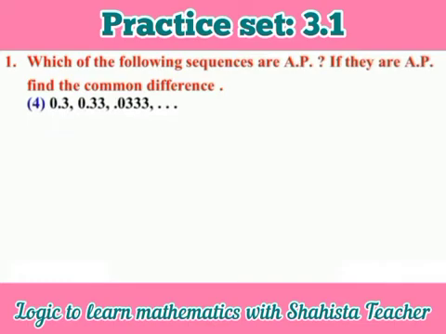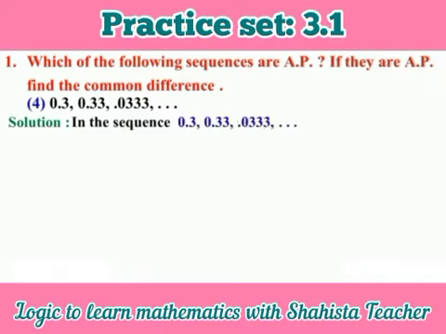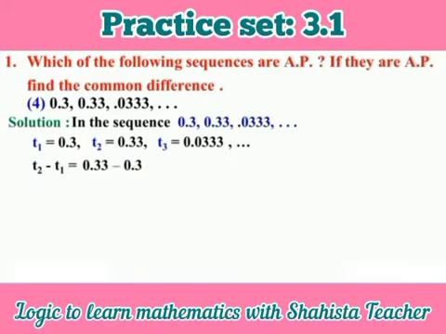0.3, 0.33, 0.0333 and so on. So in the sequence 0.3, 0.33, 0.0333 and so on, T1 is equal to 0.3, T2 is equal to 0.33 and T3 is equal to 0.0333. Now T2 minus T1 is equal to 0.33 minus 0.3, which gives us 0.33 minus 0.30.